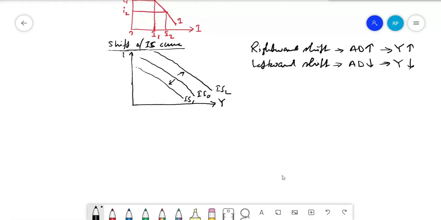So why will the IS curve shift? We have seen in the earlier class that you can move along an IS curve due to a change in the market rate of interest. And we have already discussed in the class that the interest rate is determined in the money market. So the money market will decide the market rate of interest, and this rate of interest will decide the level of output in the commodity market. So in this way we are going.